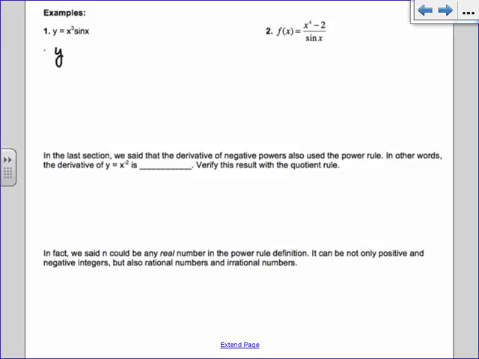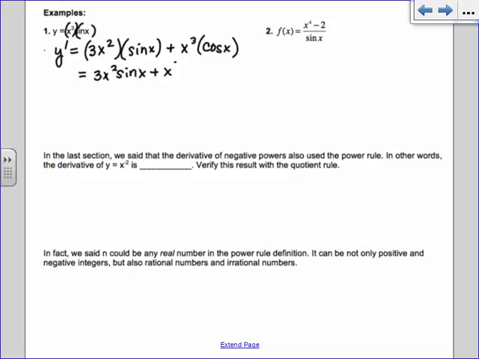Okay, so when I take the derivative, the derivative of x cubed is 3x squared. I'm going to write parentheses so you guys can see what the first function and second function are. So I'm going to have 3x squared, keep sine normal, so sine of x, plus x cubed, derivative of sine is cosine. So all we do is write 3x squared sine of x plus x cubed cosine of x.